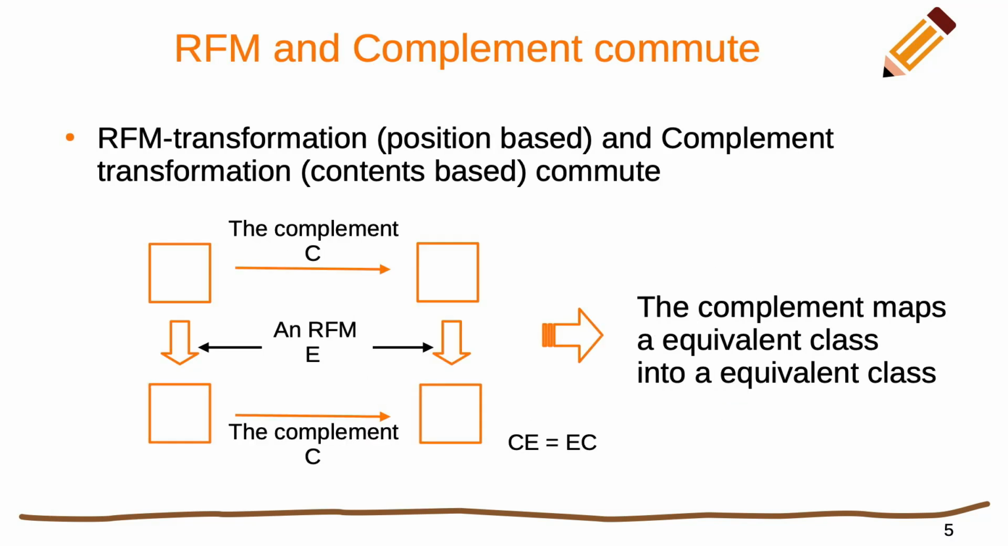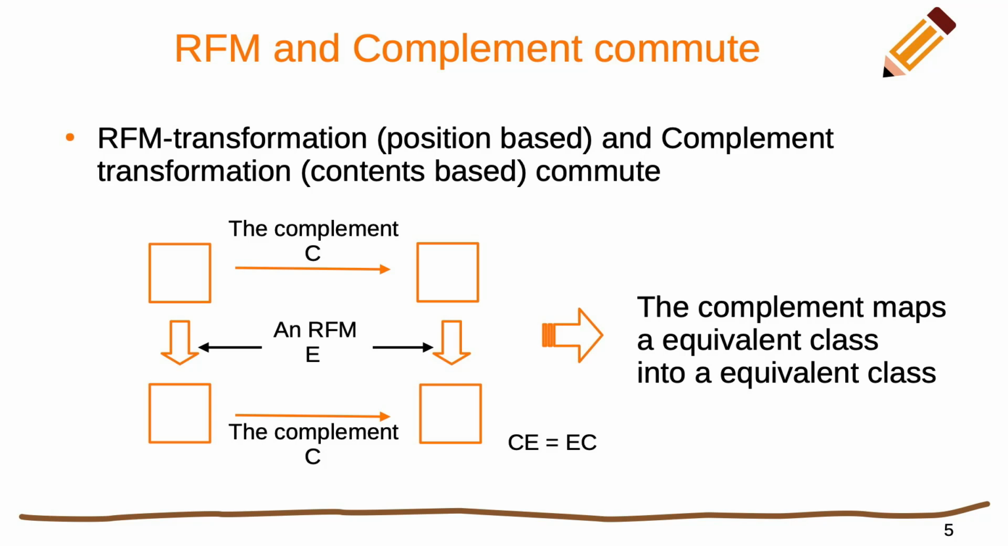We should recognize that the RFM transformations and the complement transformation are quite different in nature. The RFM transformations are position-based and the complement transformation is content-based. These two types of transformations are independent of each other. In fact, they commute. More precisely, for any RFM transformation E and the complement transformation C, the compositions EC and CE yield the same result.